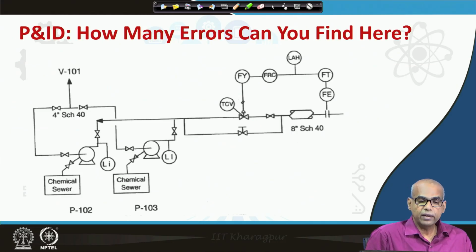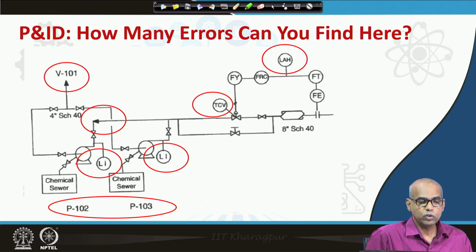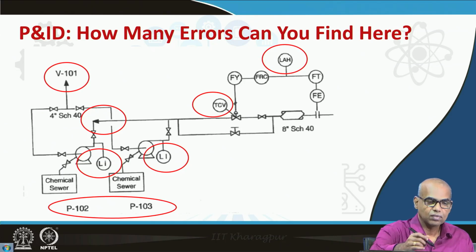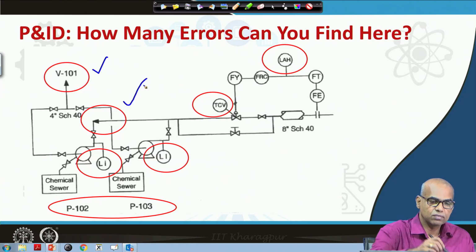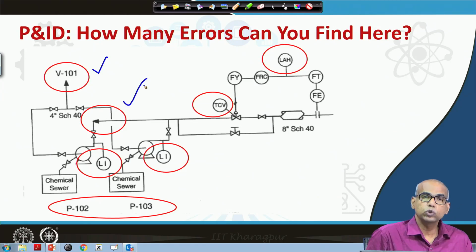Now, can you identify the errors in this figure? In this piping and instrumentation diagram, there are errors. How many errors can you find? Now, it will be easier for you. Look at this and this. The direction of the arrow should be reversed. Let the flow be from left to right.